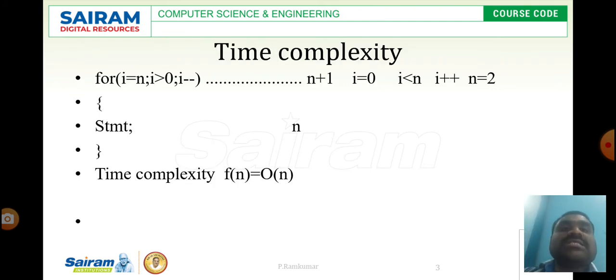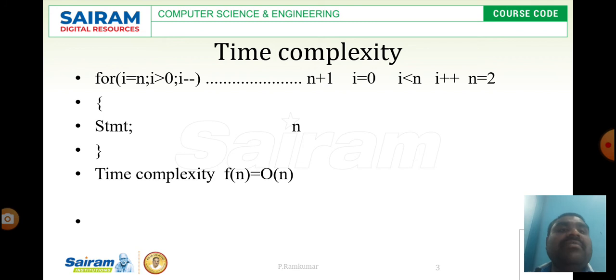Next, for this simple loop, I am going to find out the time complexity. For I equal to n, I greater than 0, I minus minus. In the previous case, we discussed I plus plus, but here I am discussing I minus minus. I equal to n will be executed 1 unit of time. I minus minus will be executed n number of times. So whatever statement comes under this for loop will also be executed n number of times.